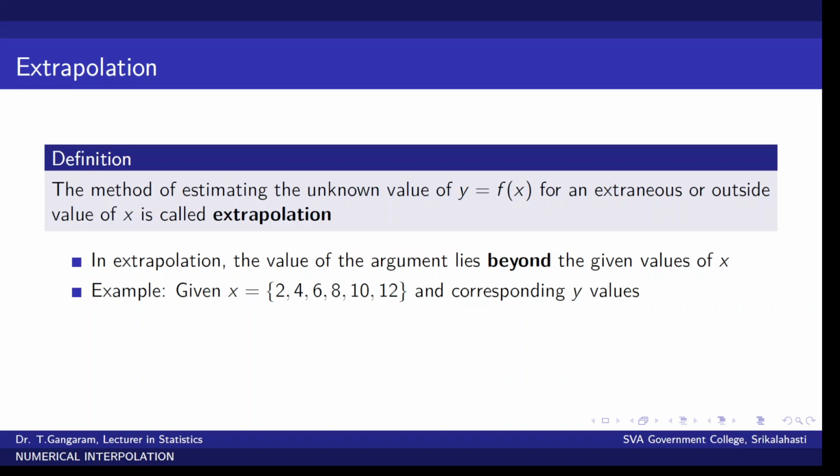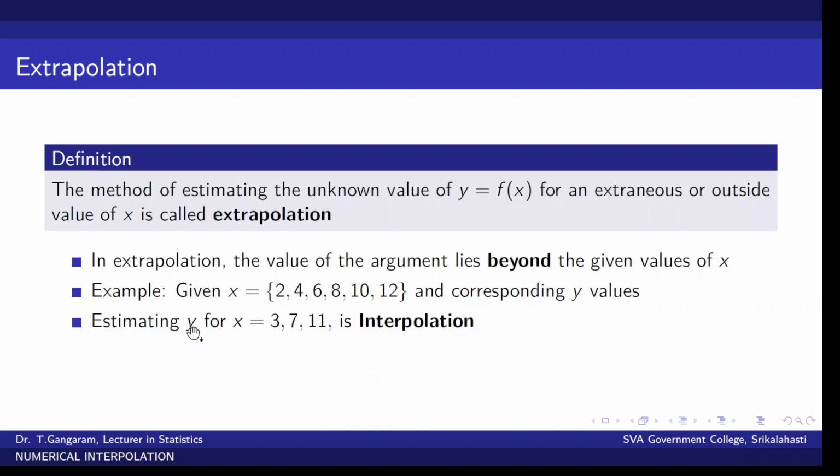For example, let us take this x series starting from 2 to 12. Here the interval of difference is 2. Suppose for x is equal to 2, the y value may be 10. For x is equal to 4, the y value may be 15. Like that, for x is equal to 12, the y value may be 100. Like that, there are corresponding values of y.